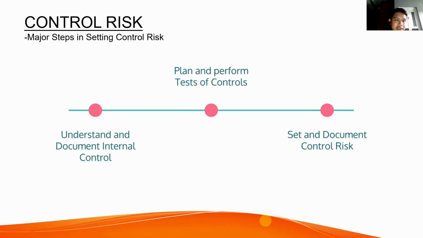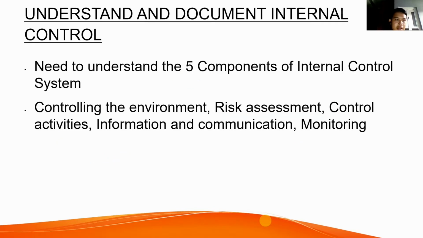Okay, control risk. The major steps in setting control risk. The first one is understand and document internal control. Second one, plan and perform tests of control. And the last one is set and document control risk. Okay, for understand and document internal control, we need to understand the 5 components of internal control, which are the control environment, risk assessment, control activities, information and communication, and lastly monitoring.